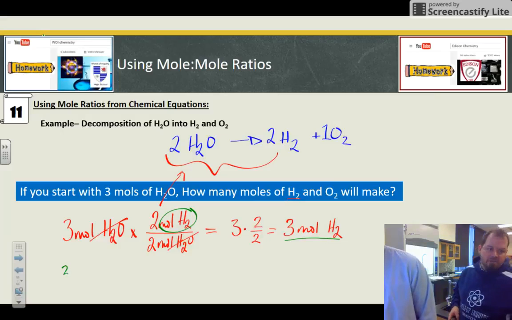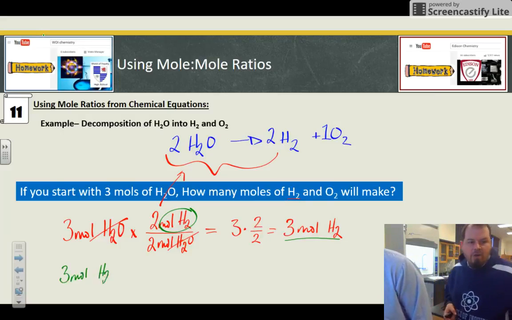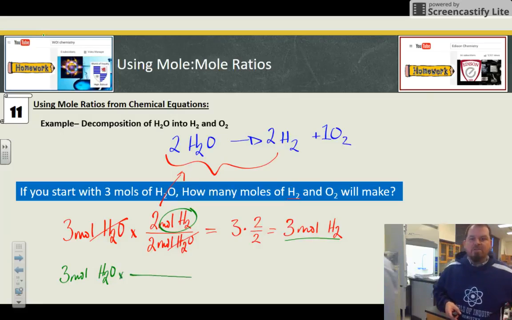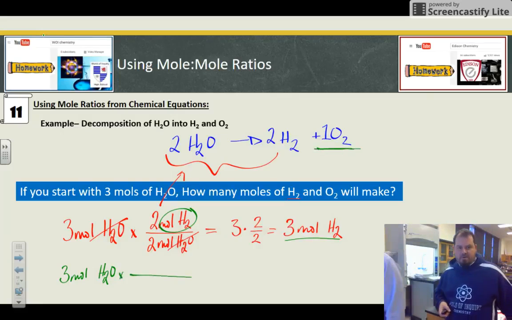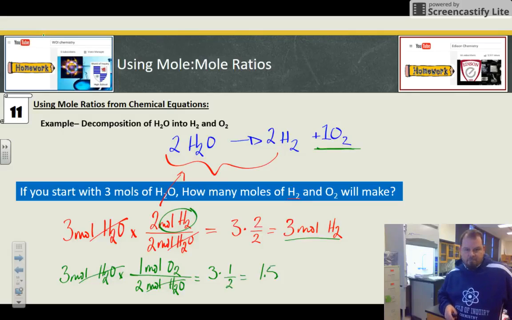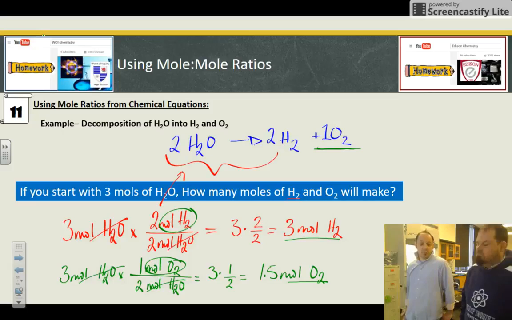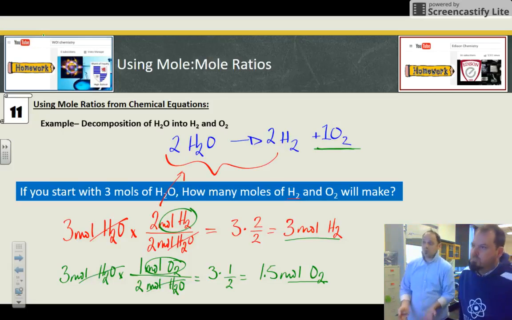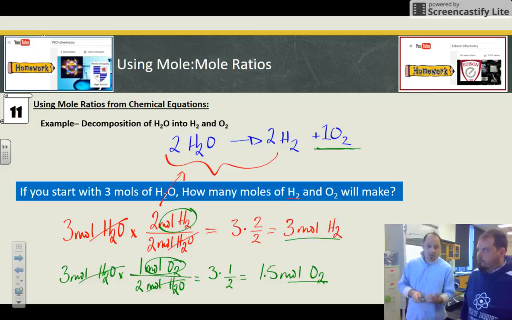And we'll do the same thing going into oxygen this time. So the problem says 3 moles of water. It's a different conversion factor this time because my coefficient on O2 is different. I have 1 mole of O2 for every 2 moles of water that I use. So that is going to be 3 times 1 divided by 2. 3 divided by 2 is 1.5 moles of O2. This isn't a limiting reactant case. It's just that if you take 3 moles of H2O, it would be broken down into 3 moles of H2 and 1.5 moles of O2.